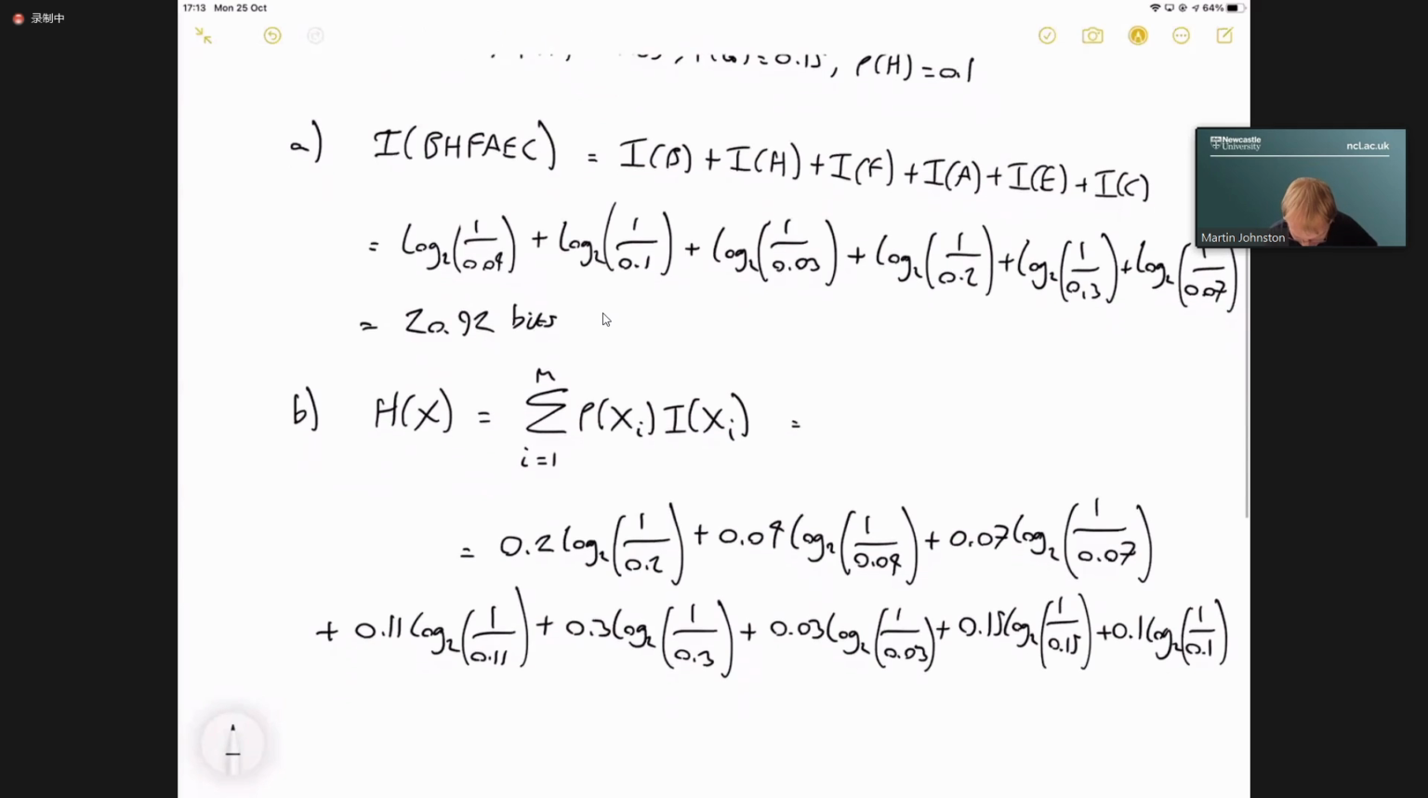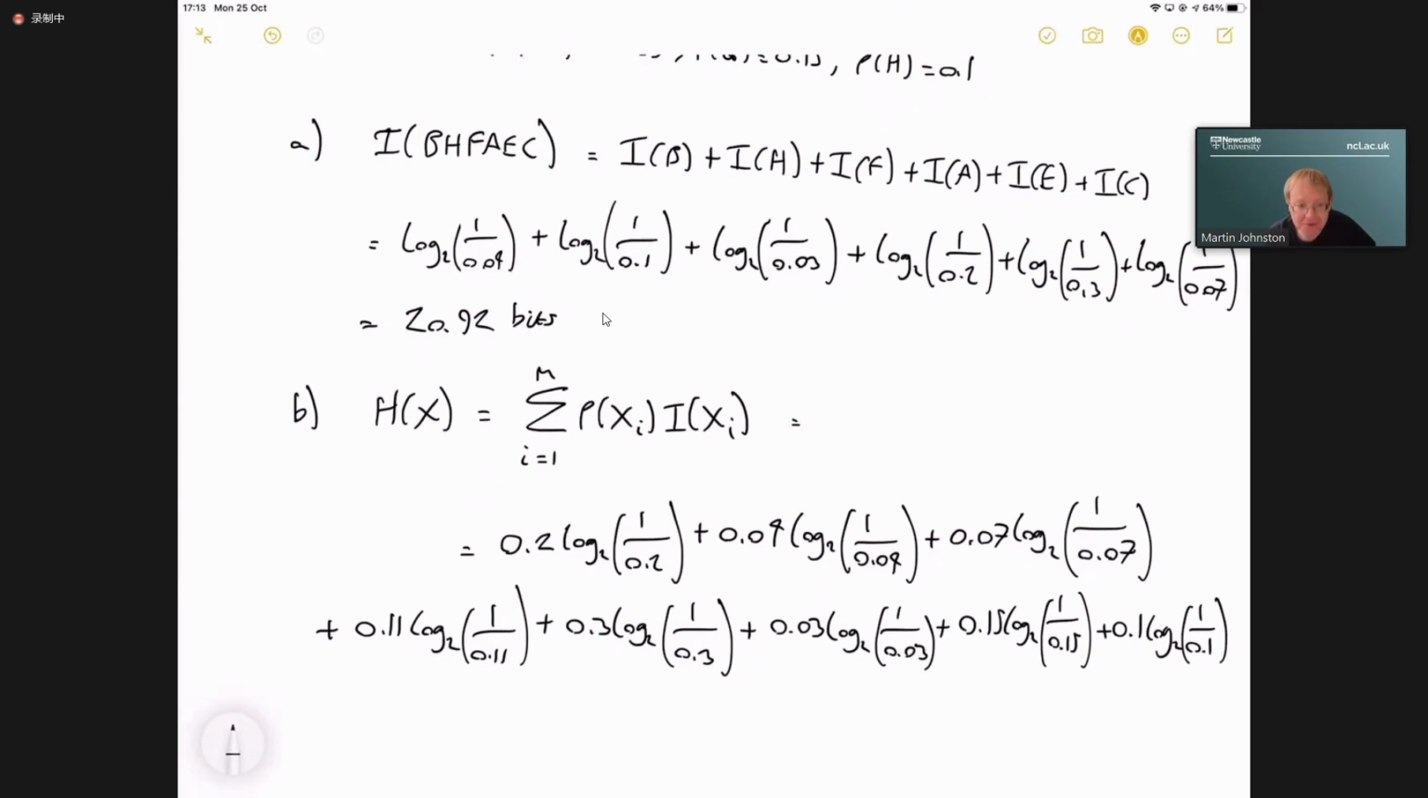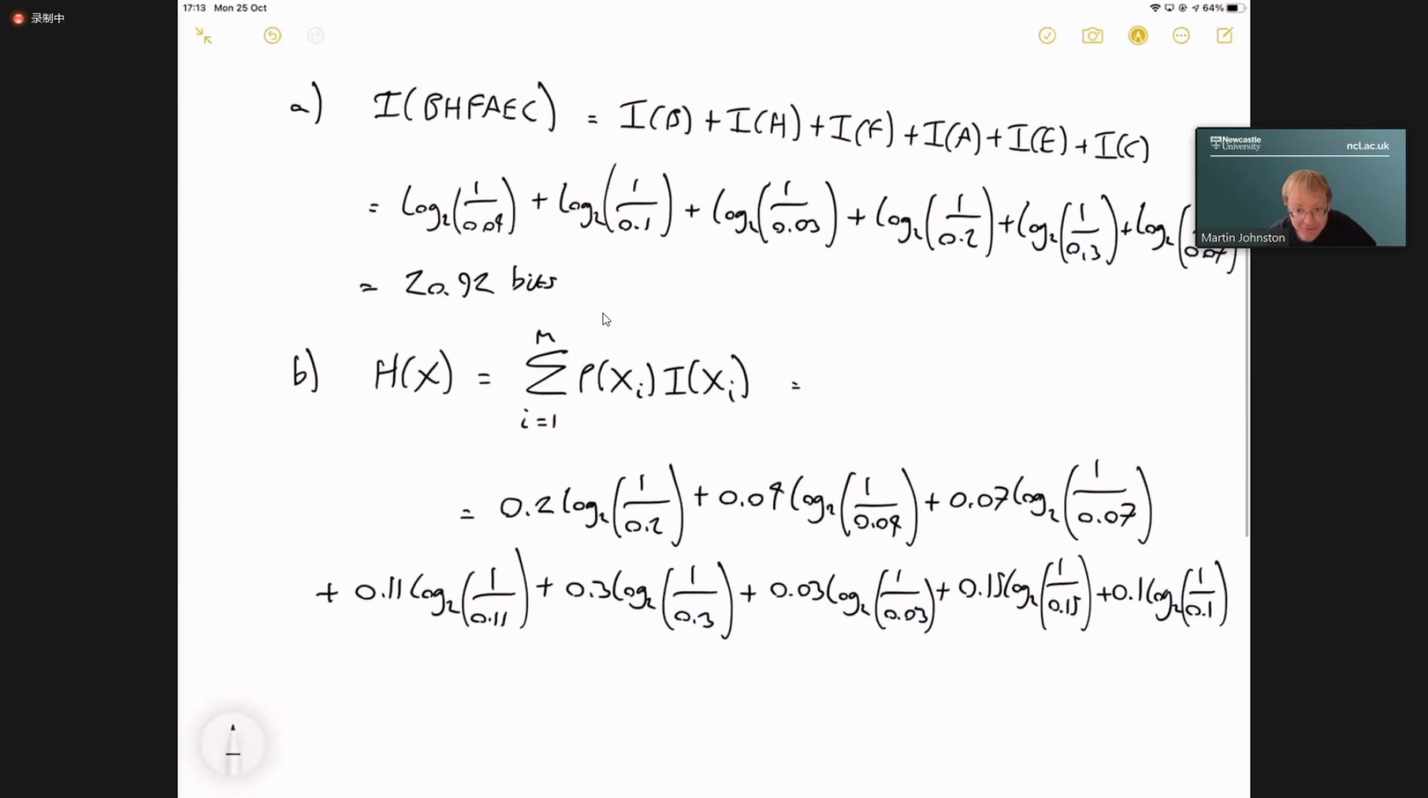That's the symbol: the probability of each symbol multiplied by its information content, all added together. If you calculate that, you'll get 2.68 bits per symbol.